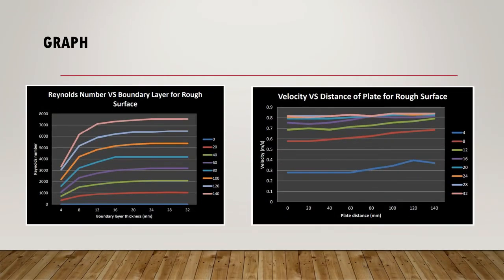And here we can see the graph generated for both Reynolds number versus boundary layer for rough surface and the velocity versus distance of plate for rough surface. You can see that there's quite a large amount of difference between the 4mm boundary layer thickness compared to the others. This is due to the rough surface at low speeds and low plate distance.